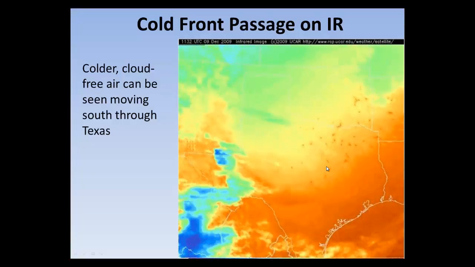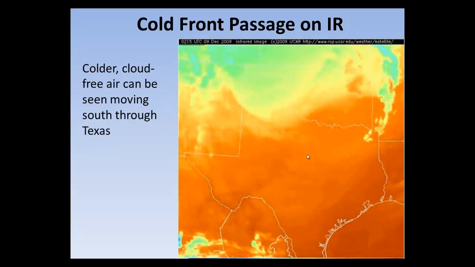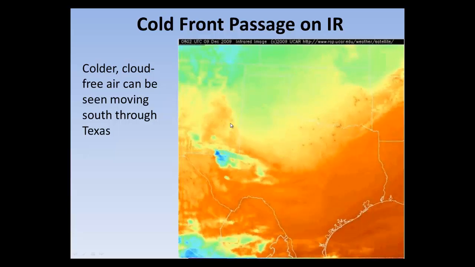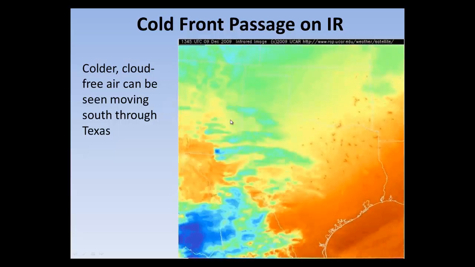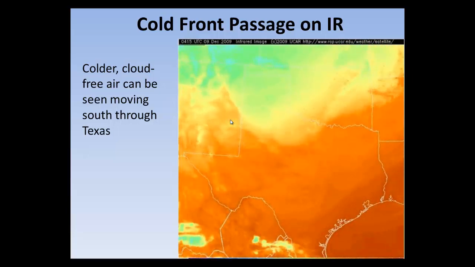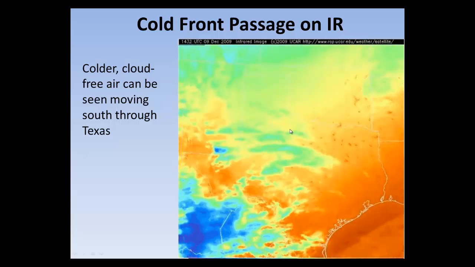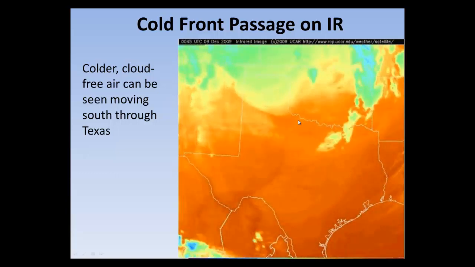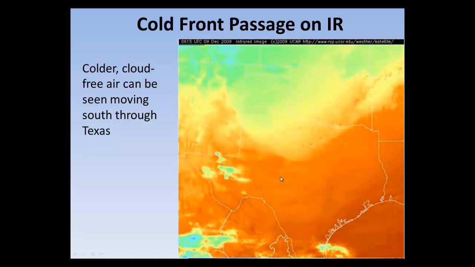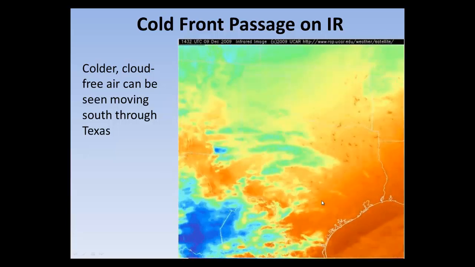If there aren't any clouds and you can see straight down from the satellite to the surface of the Earth, you can use satellite imagery, the infrared, to actually track cold fronts as they move through. And this is a cold front passage down through Texas and Oklahoma, and you can see the cooler air as it spreads south here along this line.